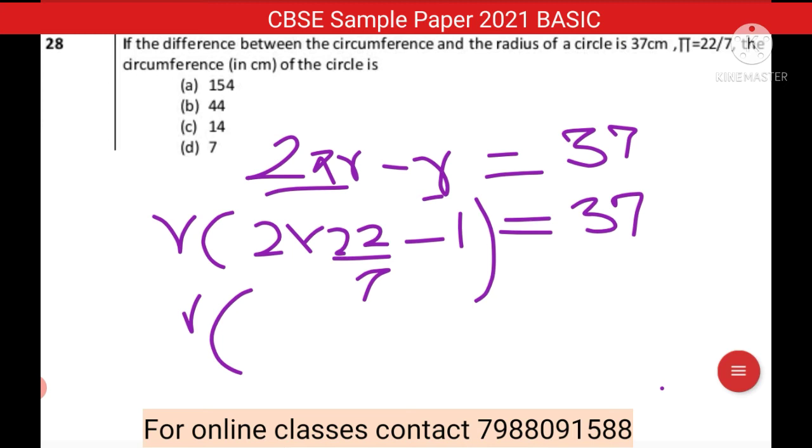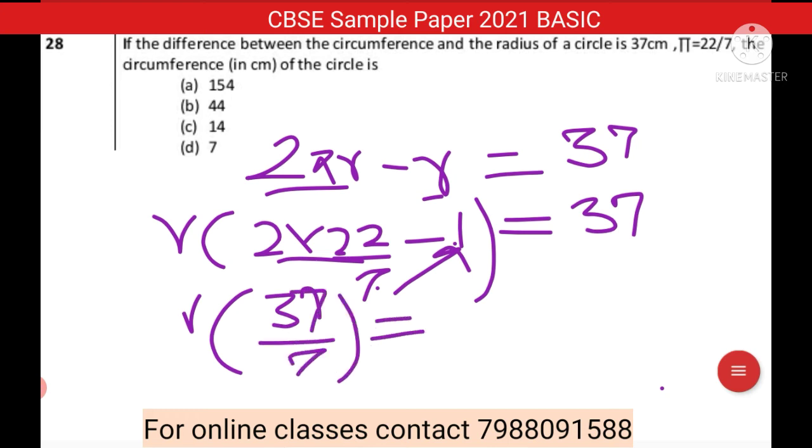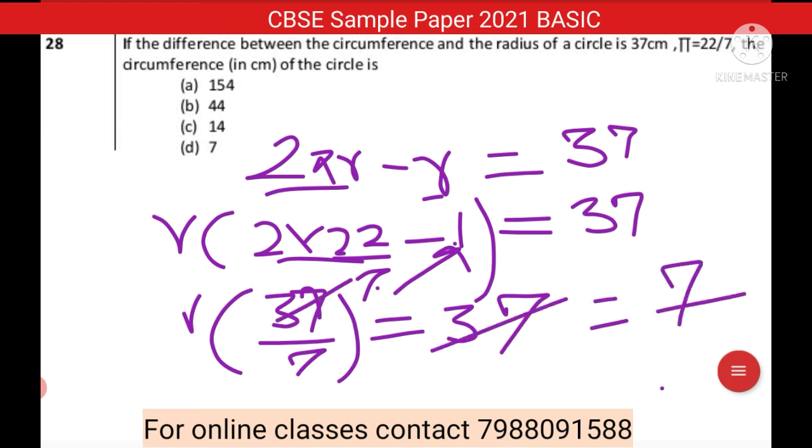Let us do a shortcut here. This is 44. 7 once gives you 7, just multiply this. 44 minus 7, directly I can write 37, divided by 7, is equal to 37. And see, this 37 can get cancelled and straight away I can write the answer as 7 if it is an MCQ. But if it is subjective, of course you have to add 2 steps. But for MCQs, you can do it like this.